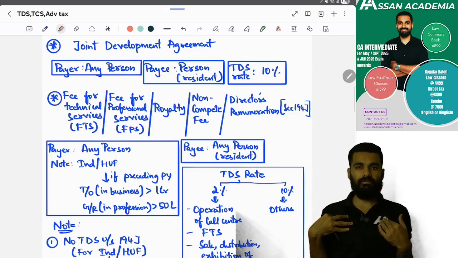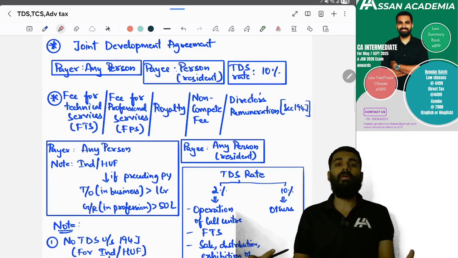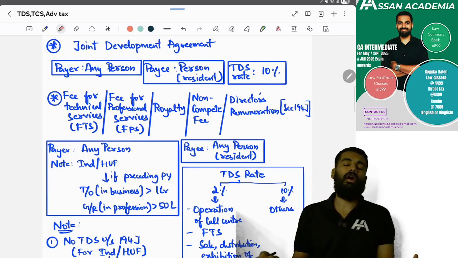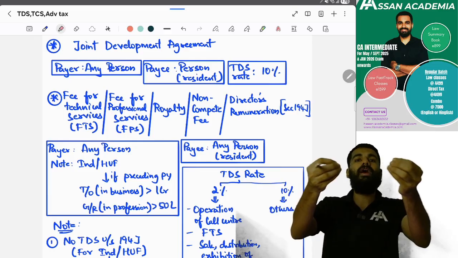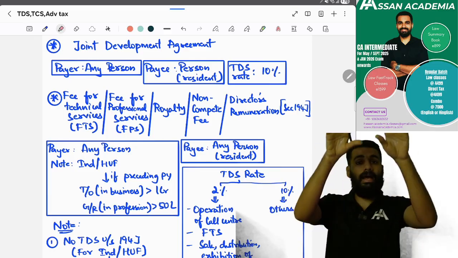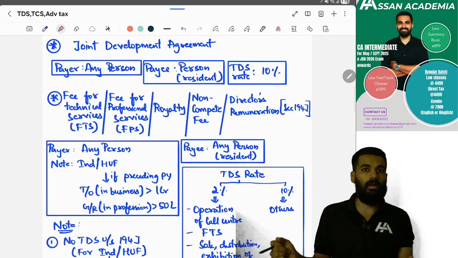I have a land and I'm giving it to you. You are a builder. I'll give you the land. Now you are building flats and you're telling me that from the flats I'm building, I'll give you 30% of the flats. Yes, so this is called a joint development agreement.